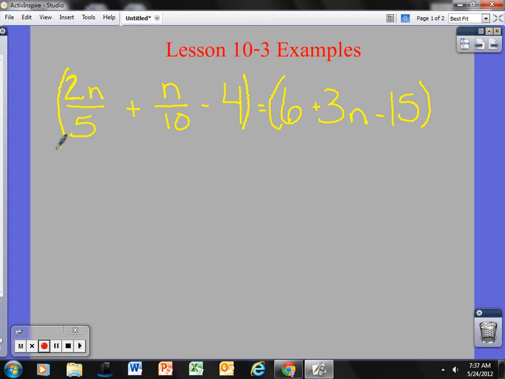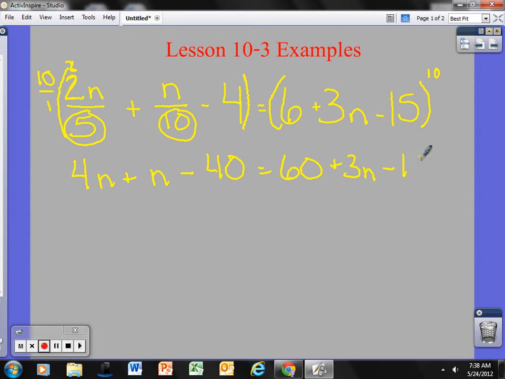So if I take a look at this, the least common multiple for 5 and 10 is 10. So, least common denominator. I say, how many times does 5 go into 10? Because there's really 10 over 1. That's twice. I take that 2 and times it here. So I go 2 times 2n. That gives me 4n's. Plus, well, the 10 and 10 cancel each other out, so I'm just left with an n. I must multiply that 4 by the 10. That gives me 40. Equals, I must multiply through this side by 10. That gives me 60 plus 30n minus 150.